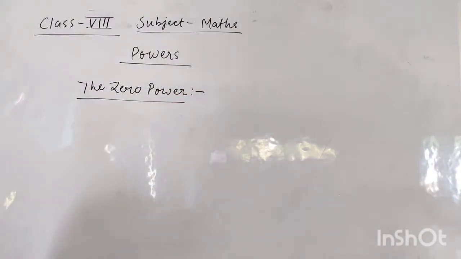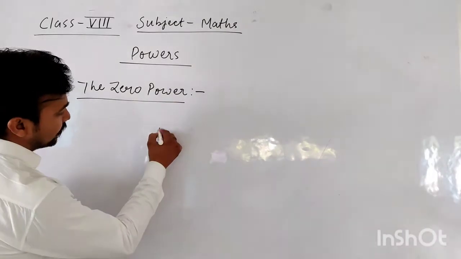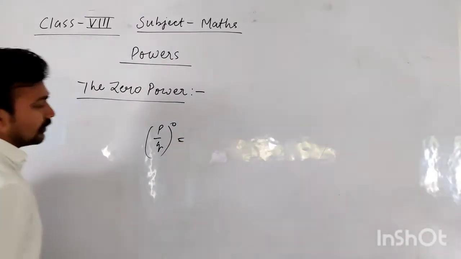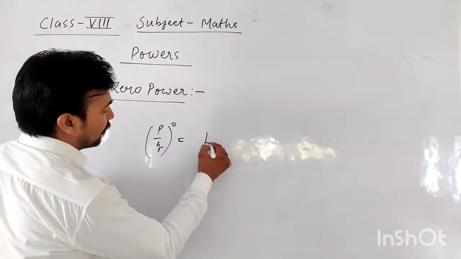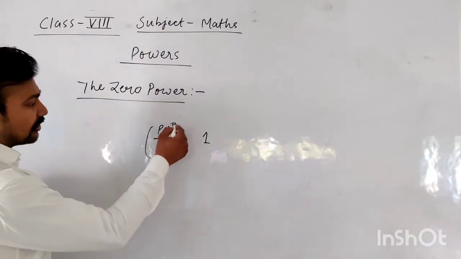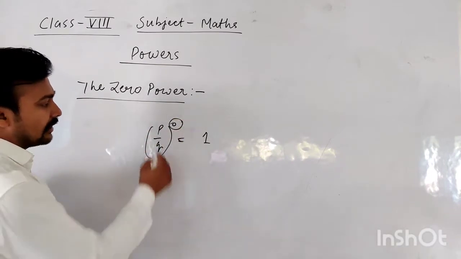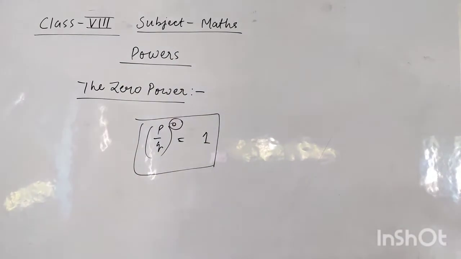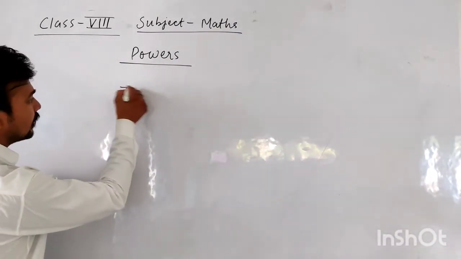In zero power, if any rational number like p by q has the power 0, then the value of this number will always be 1. If any rational number has the power 0, then its value is always 1. Note it down.